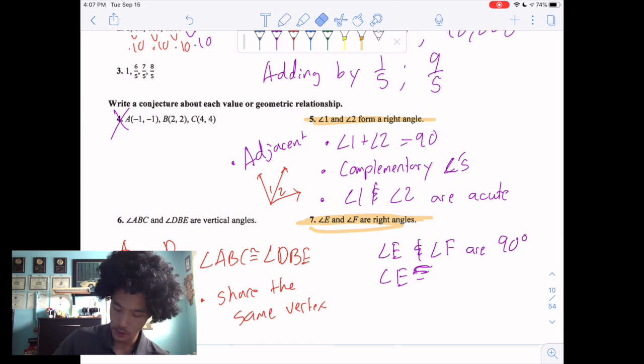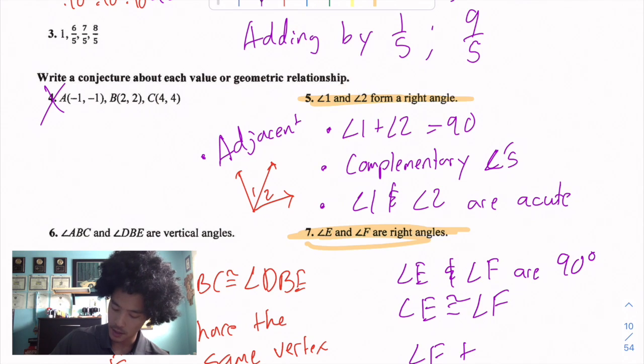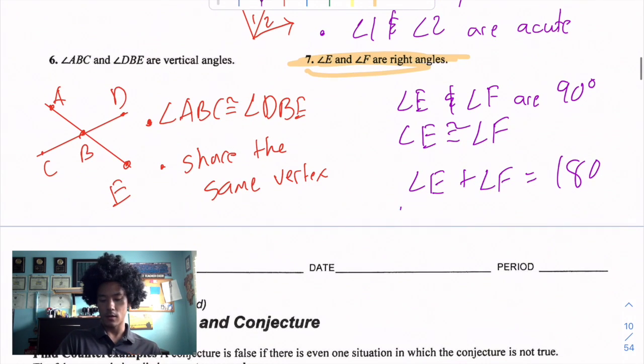Yeah, we agree with that. Angle E is congruent to angle F. Angle E plus angle F should equal 180. Which means what? Which means angle E and angle F are supplementary.